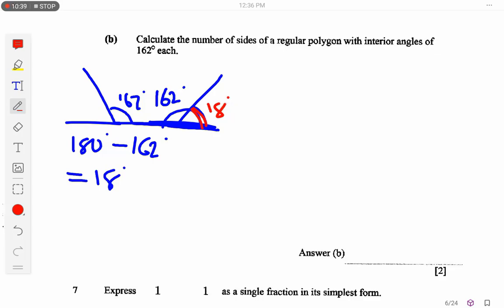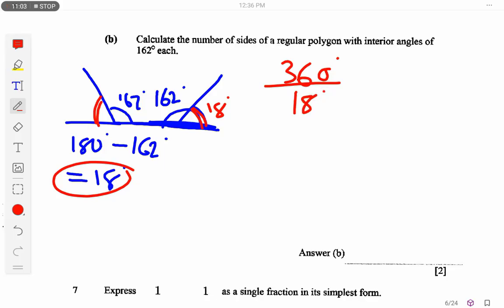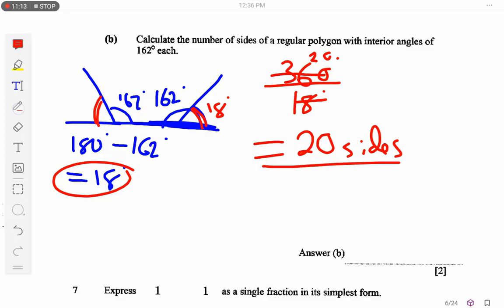And we know that when we are dealing with polygons, the sum of exterior angles adds up to 360 degrees. So for me to find the number of sides, I can say the total 360 degrees divided by the angle that I found for one side, so divided by 18 degrees. If I divide there, I'm going to get 20. So I've got 20 sides. Okay, let's move on.